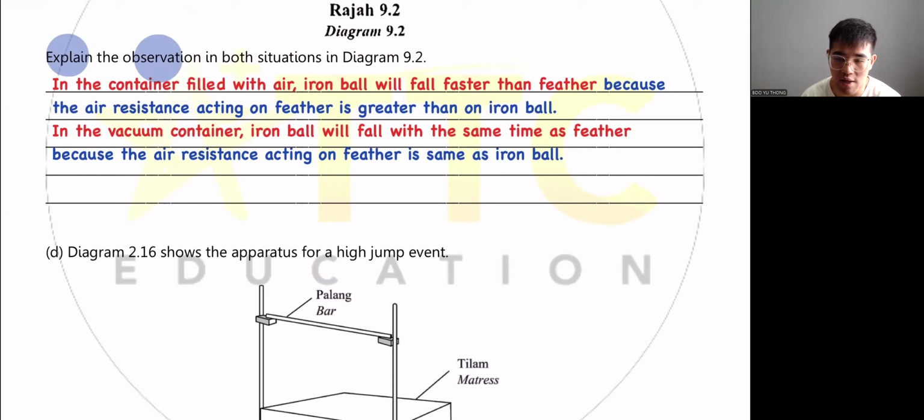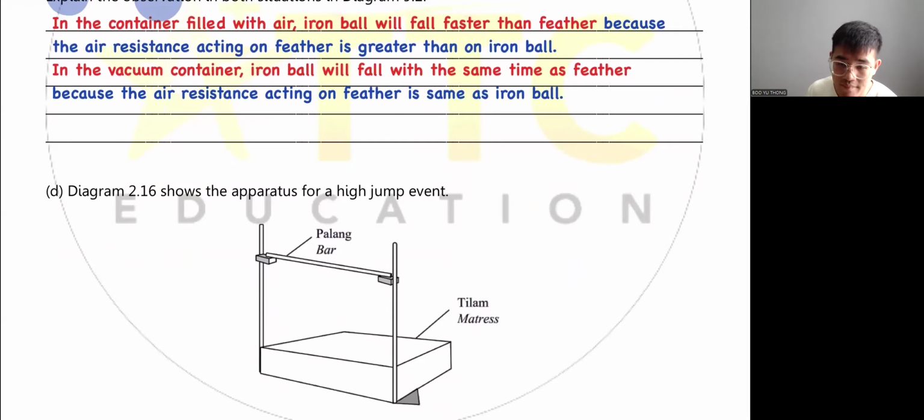But in the previous case, where the container has air particles, the air resistance is basically the external force that interferes with the movement. So that's why the feather falls slower.